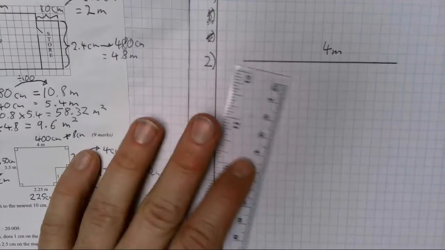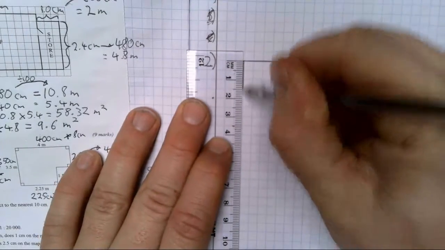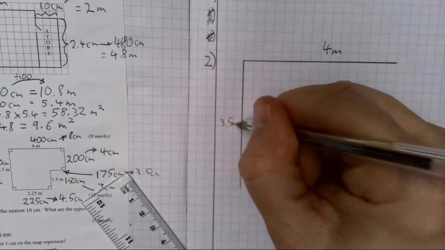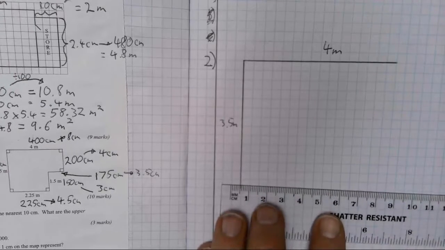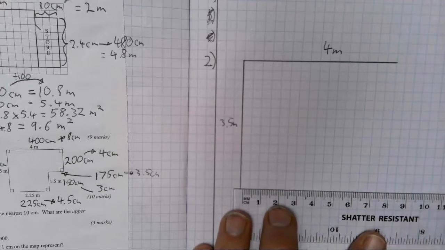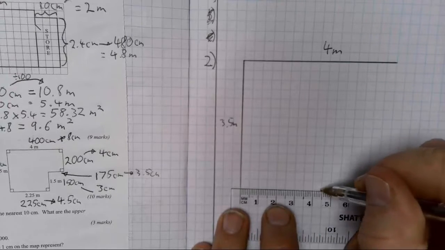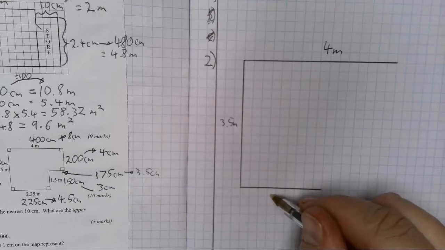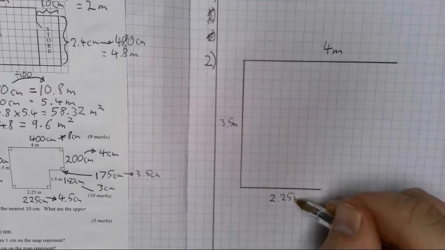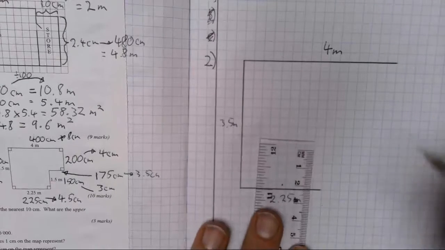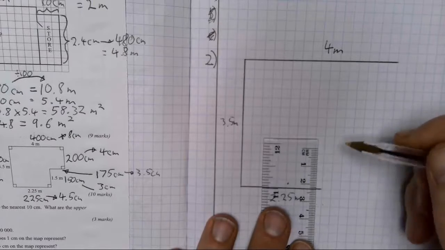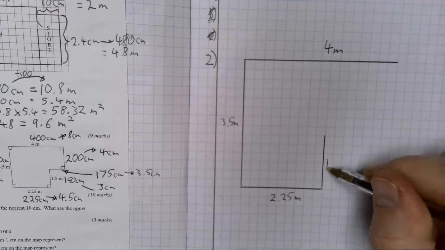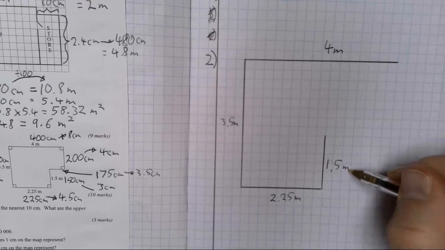Then I'm going to need 7 centimeters down here. Then I've got this 4.5 centimeters along here. Luckily, our book's in nice half centimeter squares, so that helps us. And then I want 3 centimeters this way. So 1, 2, 3.